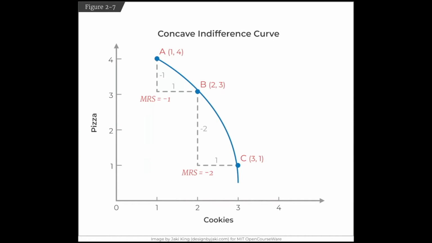Now I've drawn a concave indifference curve. With this indifference curve, moving from point A to point B leaves you indifferent. So you're happy to give up one slice of pizza to get one cookie. Starting with 4 slices of pizza and 1 cookie, you are happy to give up 1 slice of pizza to get 1 cookie. Now, starting from 2 and 3, you're willing to give up 2 slices of pizza to get 1 cookie. What does that violate? Why does that not make sense?